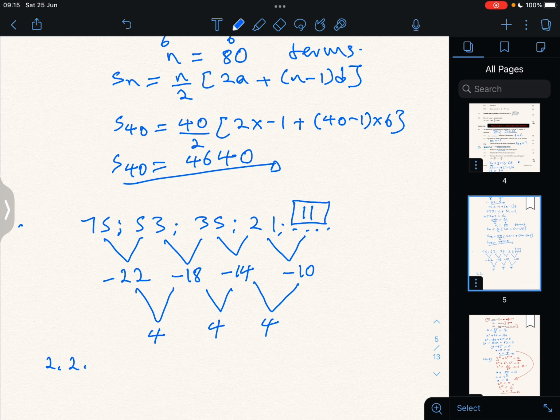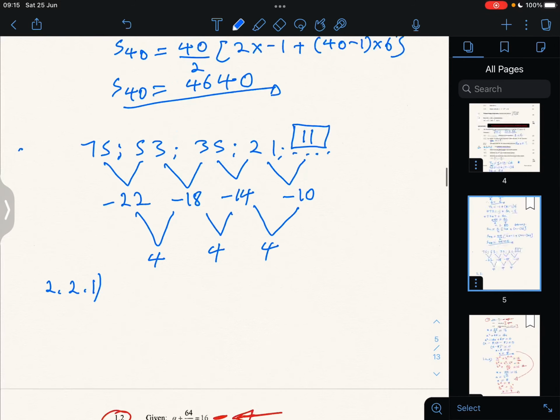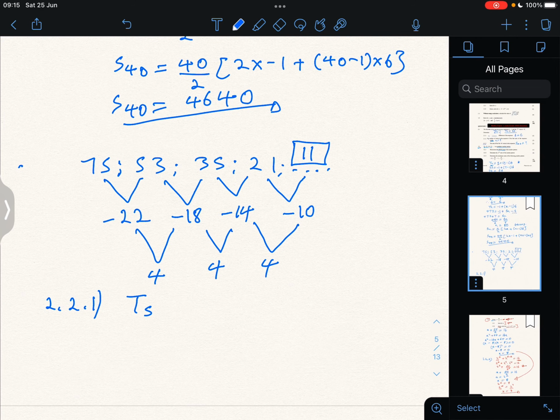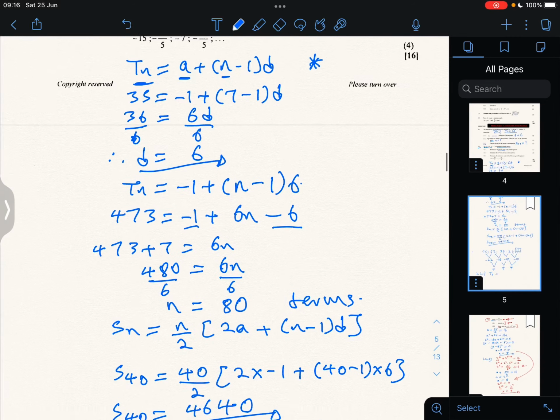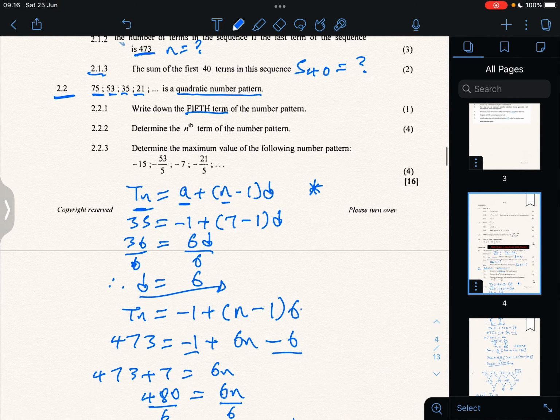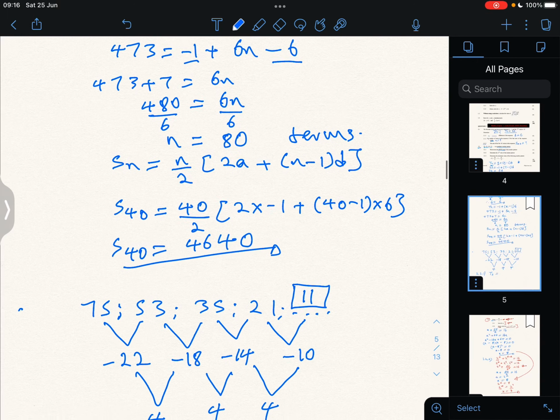2.2.1, yes. The fifth term, T5, is equal to 11. 2.2.2, determine the nth term of the number pattern.